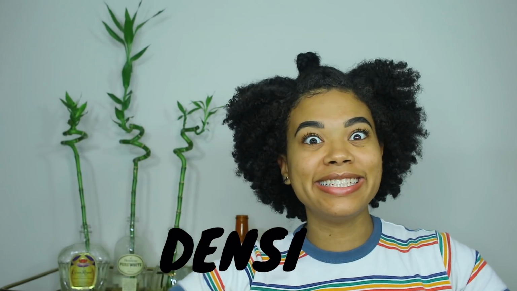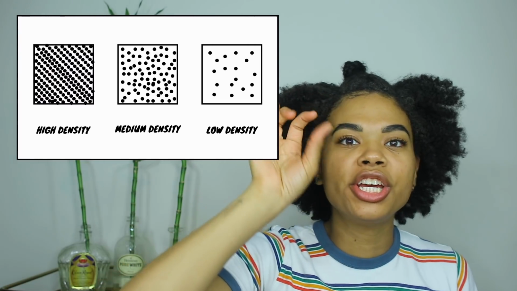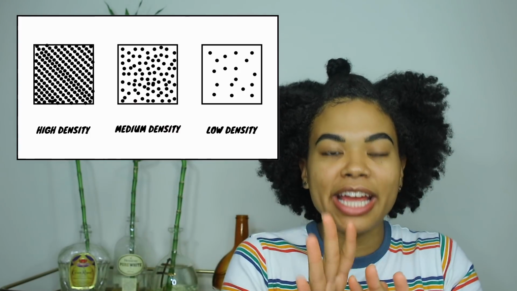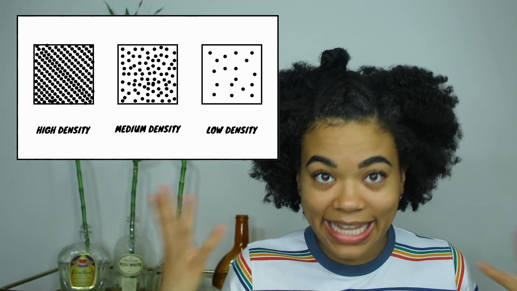The next thing that really matters, it matters but it doesn't matter, is density. Density is basically if you took like a 1 by 1 inch square section of your hair, how much hair is there? My hair is high density.